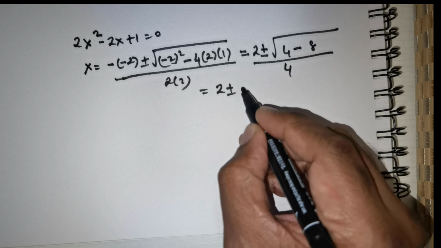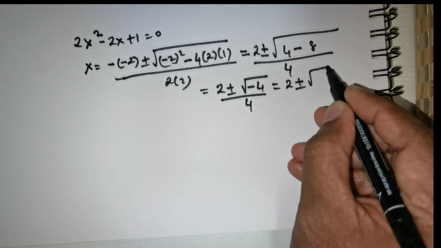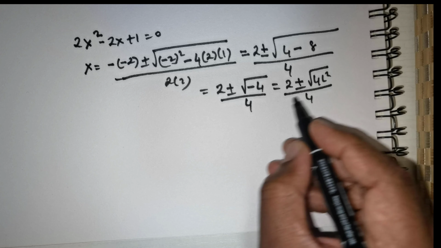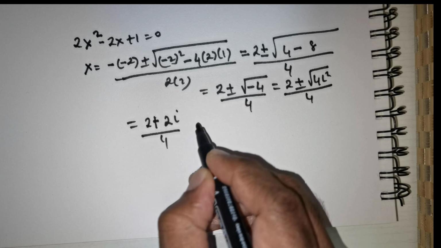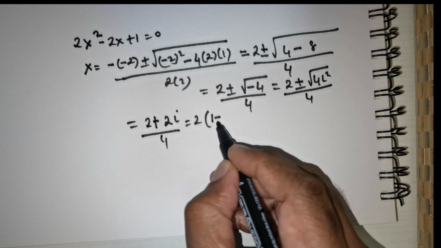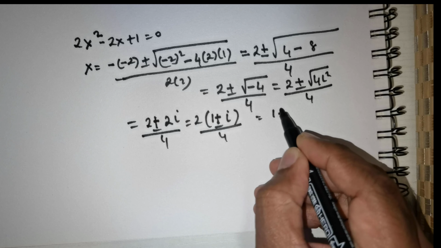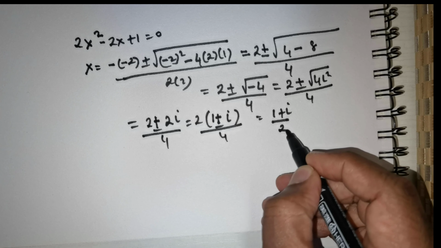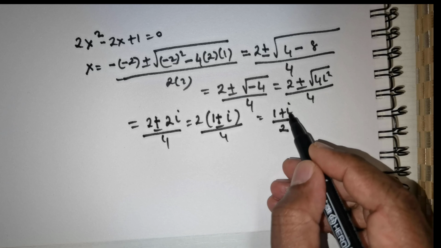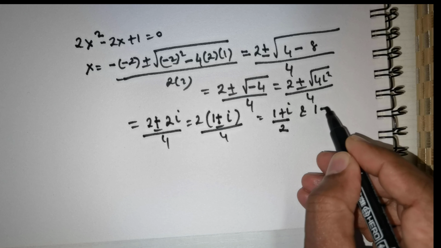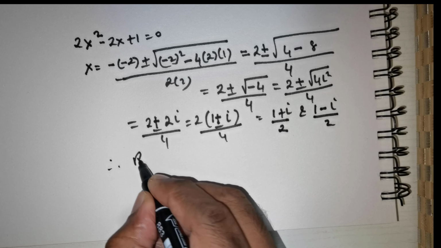This is going to be 2 plus or minus root of negative 4 divided by 4, which is 2 plus or minus root of 4 i squared divided by 4, which can be rewritten as 2 plus or minus 2 times i divided by 4. I can take 2 common and I can rewrite this as 1 plus or minus i divided by 2. In fact, I can write the roots as (1 + i) divided by 2 and (1 - i) divided by 2. So we got complex roots. So therefore the roots are, I can just sum it up.